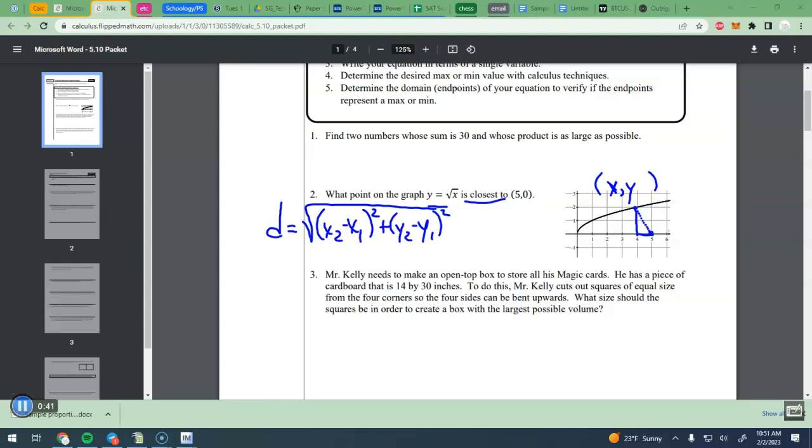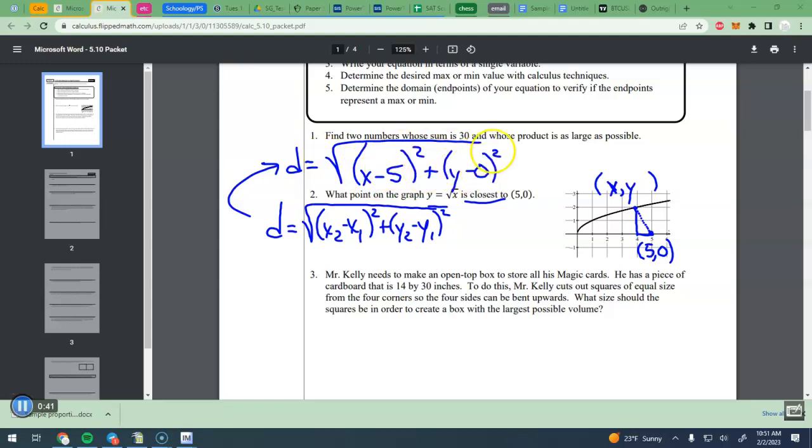So my 2 points are 5, 0 and X, Y. What I first might do, and don't write this down, is say, okay, x minus 5 squared plus y minus 0 squared. So I'm taking the x, I'm subtracting the x values, I'm subtracting the y values. It doesn't matter which order, just do them in the same order. Although, I don't even know if that matters, because you're squaring them anyways. Whatever, okay. But what's the problem with this?